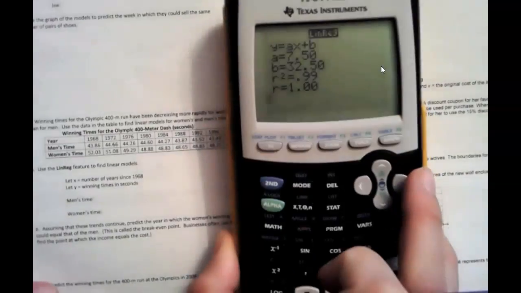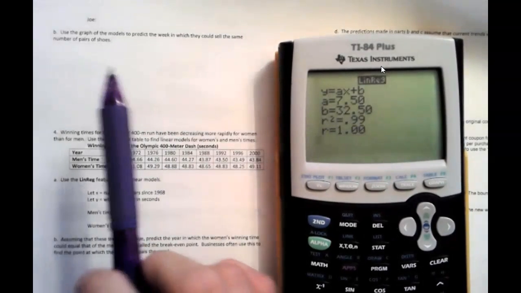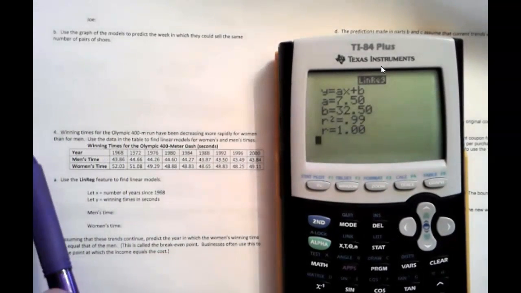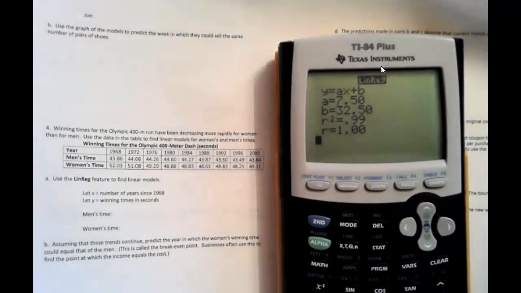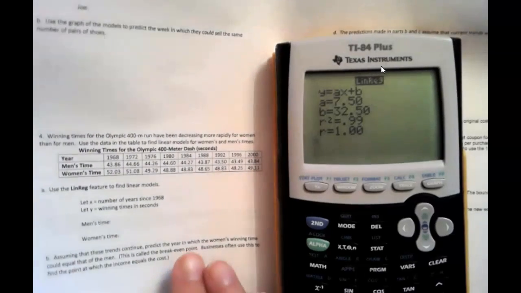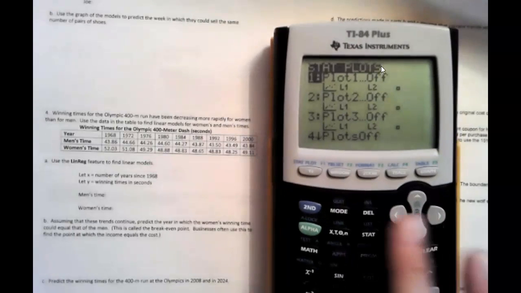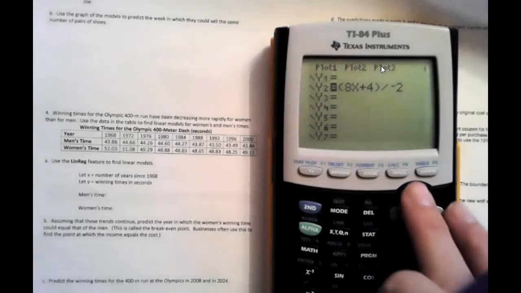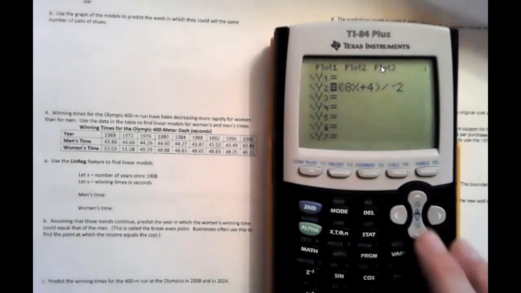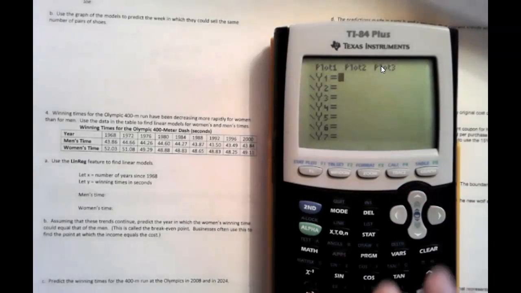So the question we get asked is to use the graph of the models to predict the day in which they could sell the same number of pairs of shoes. So what we're going to do is kind of what we did in the past. We're going to go to y equals. You're going to clear out any data you have in there. And now we're going to type in Ed and Joe's equations.